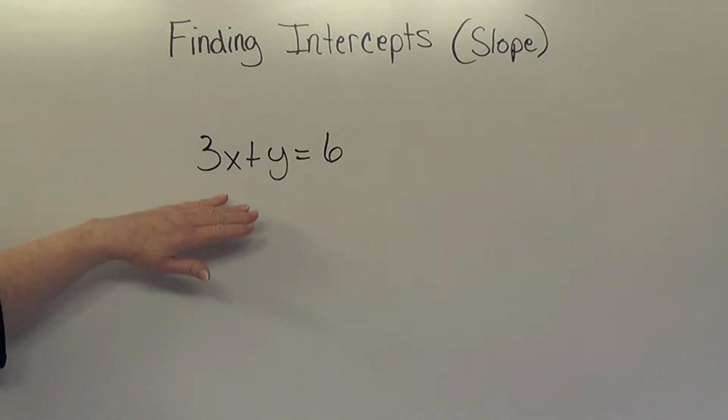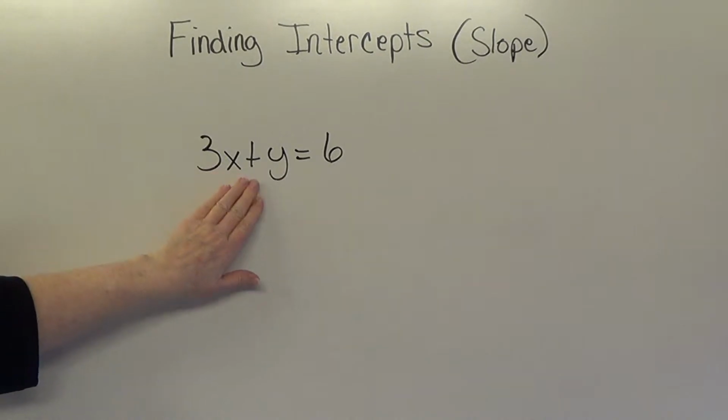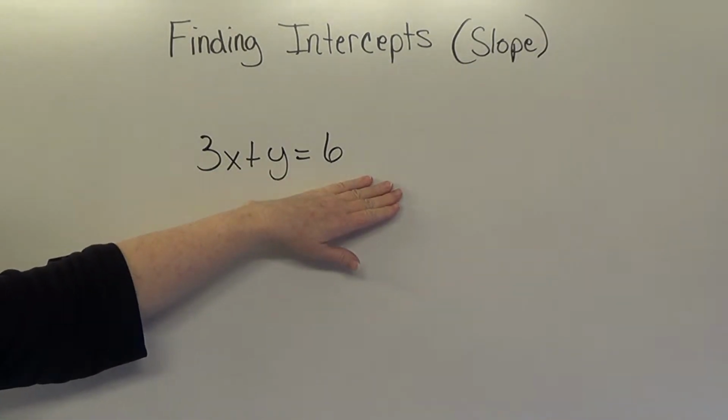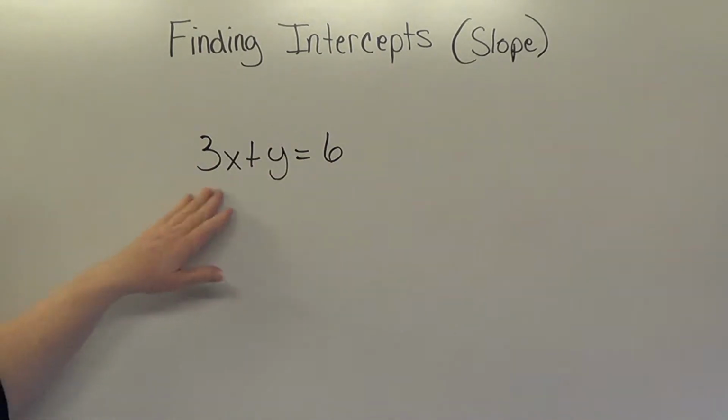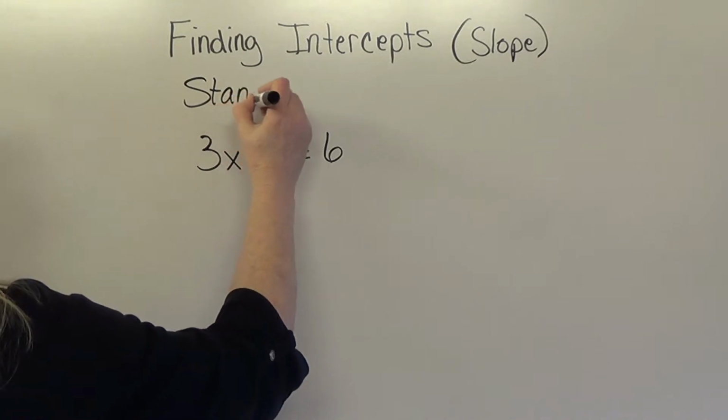First of all, you want to look at your equation and you want to have x plus y or x minus y on the left side and then the number on the right side. When it's set up like this, in math they call it the standard form of an equation.